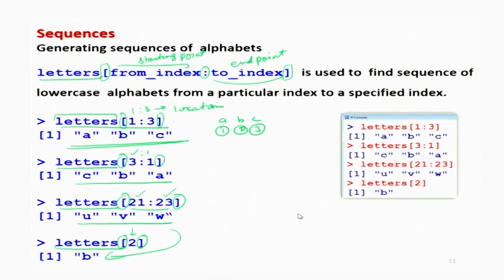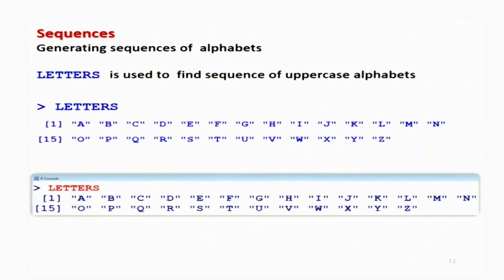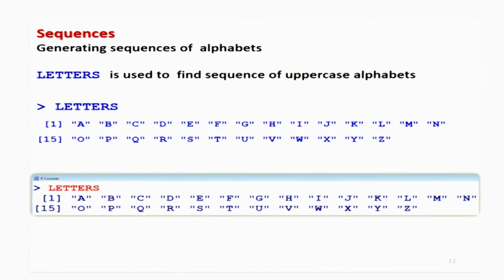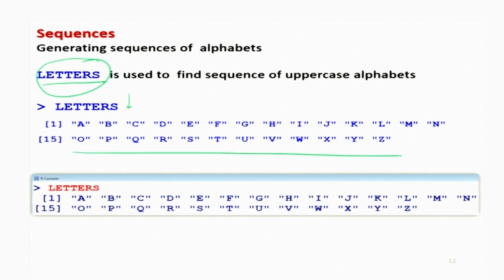So similarly, whatever we have done for the lowercase alphabet can be done for the uppercase alphabet exactly in the same way. In order to generate the uppercase alphabets, we have the command LETTERS, with everything written in capital letters. If you execute it on the R console, you will get all these alphabets, capital A, capital B and so on.